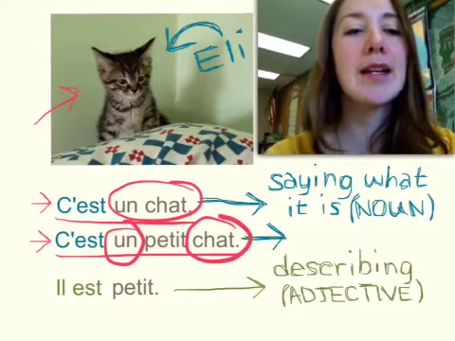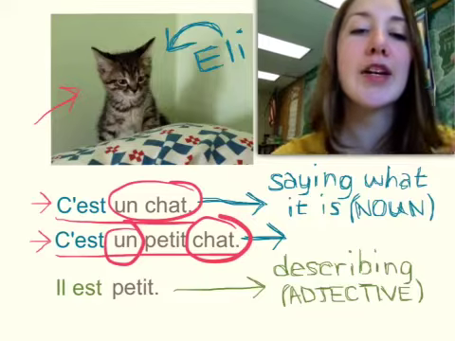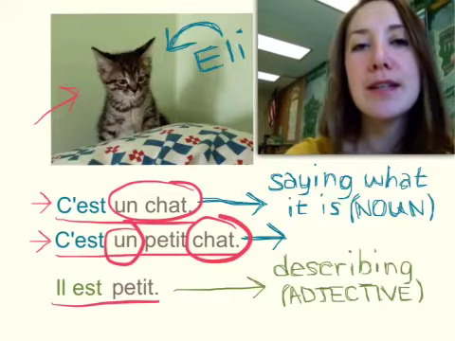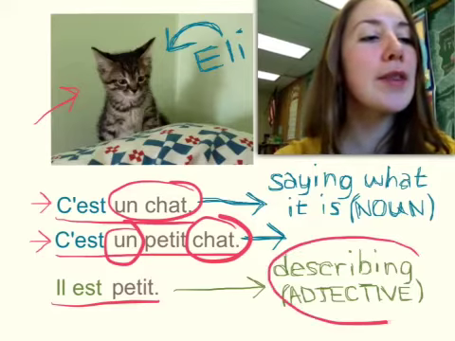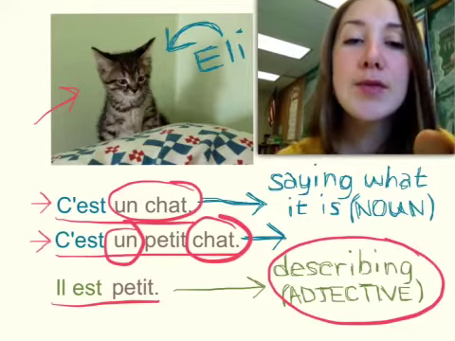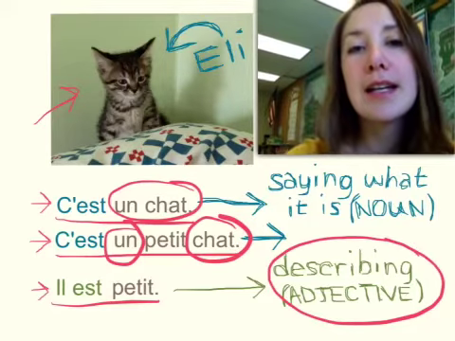Okay? Now, if I wanted to describe him, I could say, il est petit. He is small. And here I'm describing him with an adjective. And that's why I use il est.